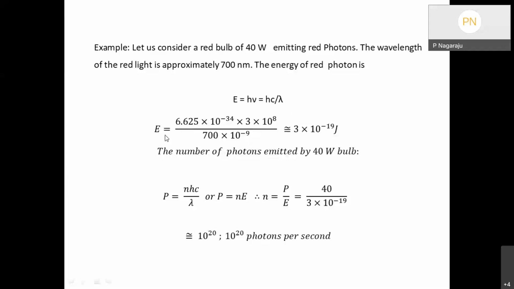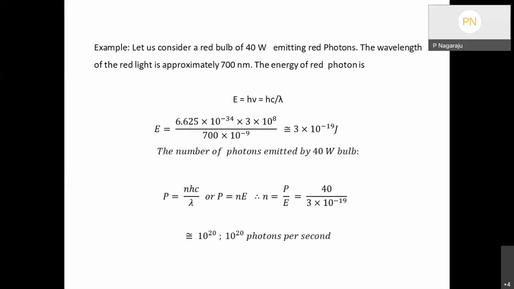Suppose you substitute the values, it is 6.6 into 10 raised to minus 34, that is Planck's constant, and velocity of light 3 into 10 raised to 8. And one more thing I forgot to mention, that the velocity of an electromagnetic wave as per Maxwell's theory is 3 into 10 raised to 8.